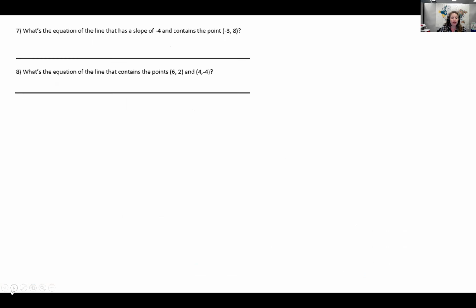Moving on. Number 7, what's the equation of the line that has a slope of -4 and contains the point (-3, 8)? So we're going to use our y-intercept formula. We have an x and a y value, so I'm going to plug in 8 for y. -4 is our slope, times x, which is -3. Now I'm going to multiply together -4 and -3, which is +12.